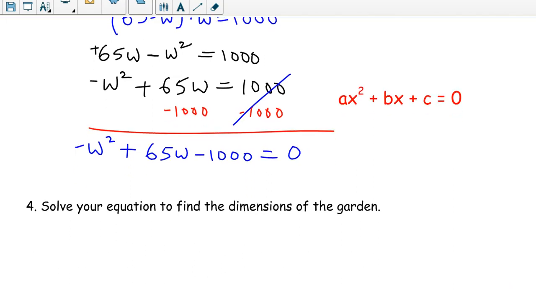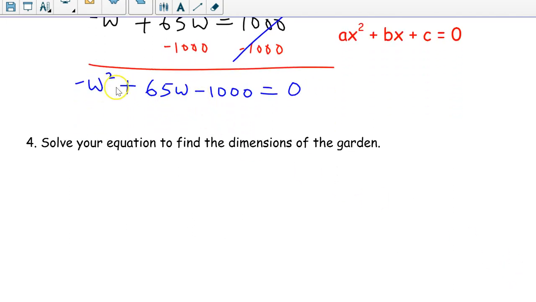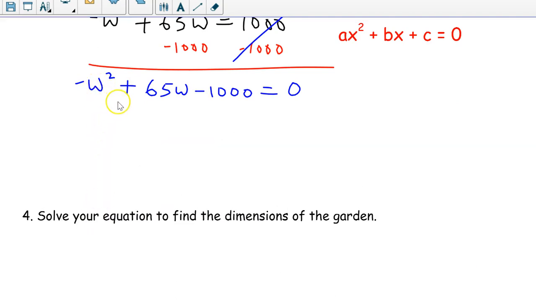-1000. But I suggest you convert this, change this negative W square into positive, so that handling and finding the factors will become much easier for us. So how do you do that? You can just multiply everything, both the left hand side and right hand side, by -1. Whenever you have an equation, throughout you can do whatever you want to, multiply by a number or divide by a number.